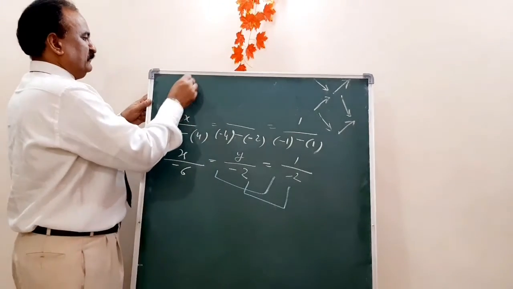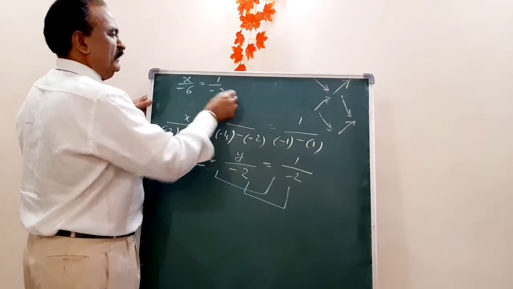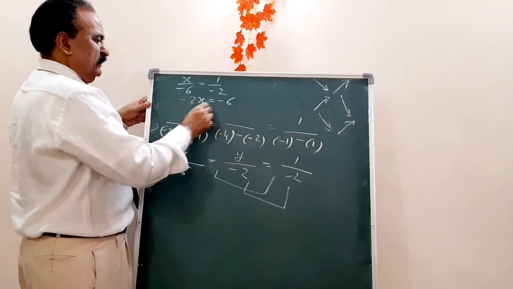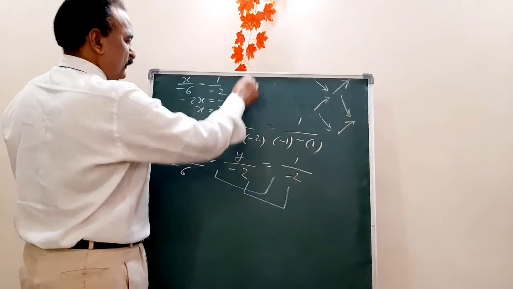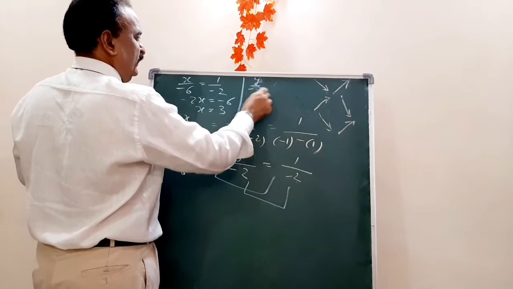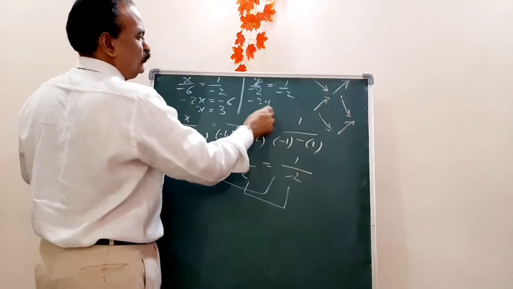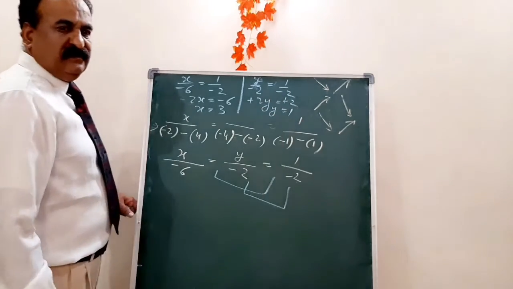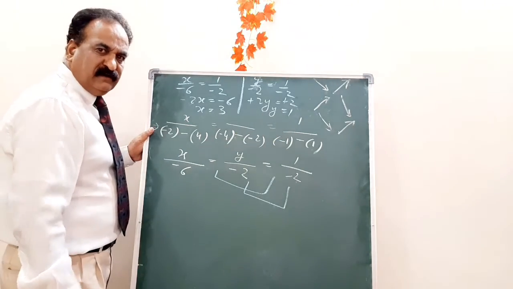x upon minus 6 is equal to 1 upon minus 2. So minus 2 into x, minus 2x equal to minus 6. It means x is equal to 3. Okay. Now compare these two. y upon minus 2 is equal to 1 upon minus 2. So minus 2 into y, minus 2y is equal to minus 2. Minus minus cancel. So y is equal to 1. This is the solution: x is equal to 3 and y is equal to 1. Okay. Now one more question.